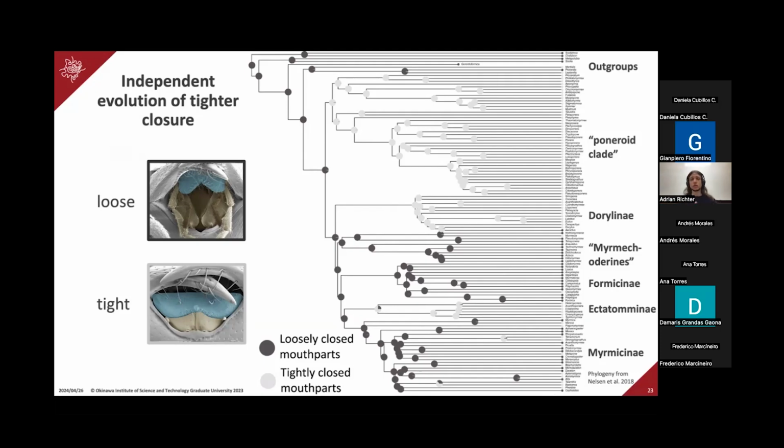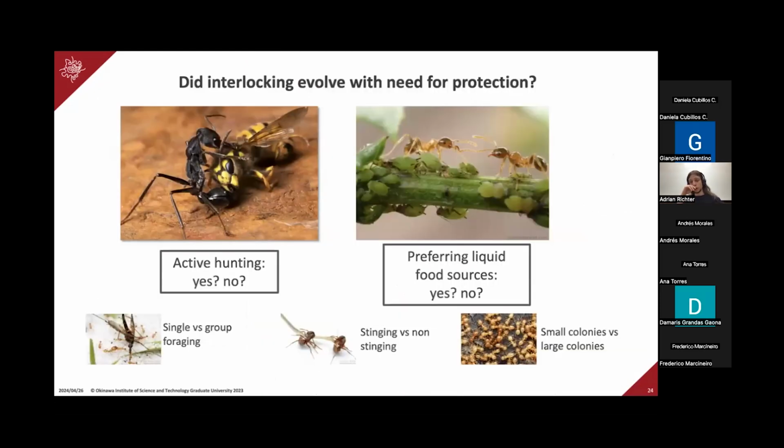Now the question is why some ant lineages went towards this tighter interlocking, but also why not all ants just went to tight interlocking, and why some of them kept the looser condition. On why more protection is needed, my main hypothesis was that this had something to do with lifestyle, specifically lifestyles related to ants' need to protect their mouthparts. The most obvious situation where this might be important is in diet and feeding.